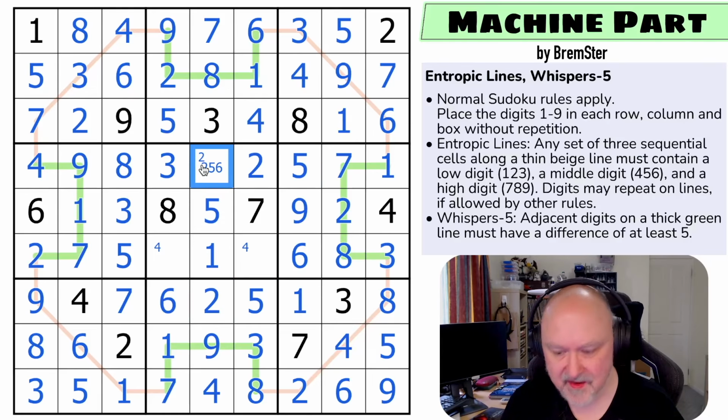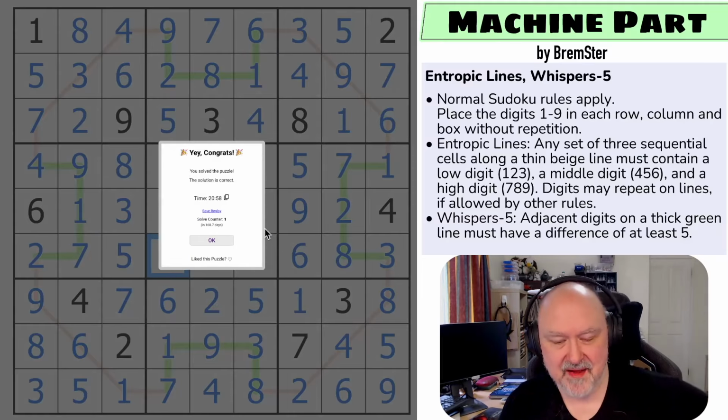The 2 and the 5 makes that the 6, and now I'm just down to a single pair of digits. These are 4 and 9, and I'll use that 4 to make that the 9 and that the 4. And that is how you solve the machine part.